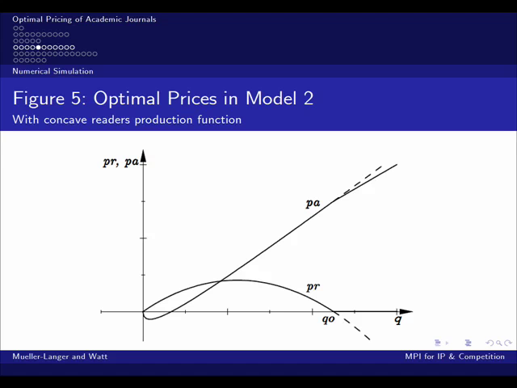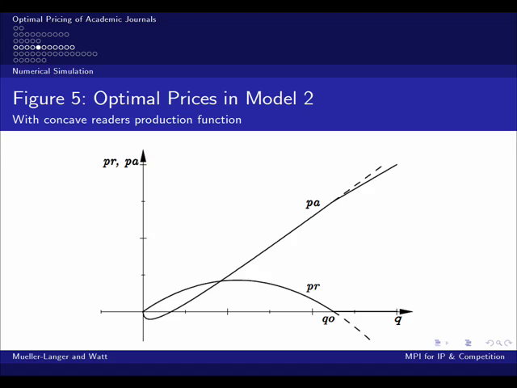But for model two, where we have the concave reader production function, the optimal author price and the optimal reader price are given by this graph here. So look at the optimal reader prices given by this curve here. Interestingly, we have quality on the horizontal axis and the prices on the vertical axis. So if the quality increases, then the optimal reader price increases first, but then goes down to zero at a quality level of Q0.